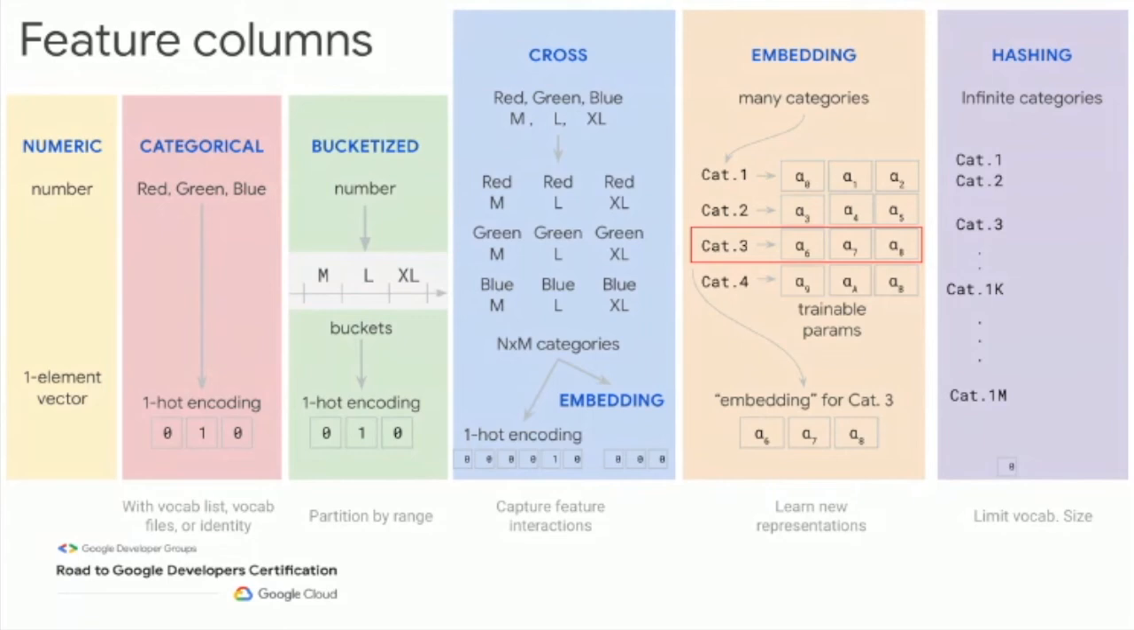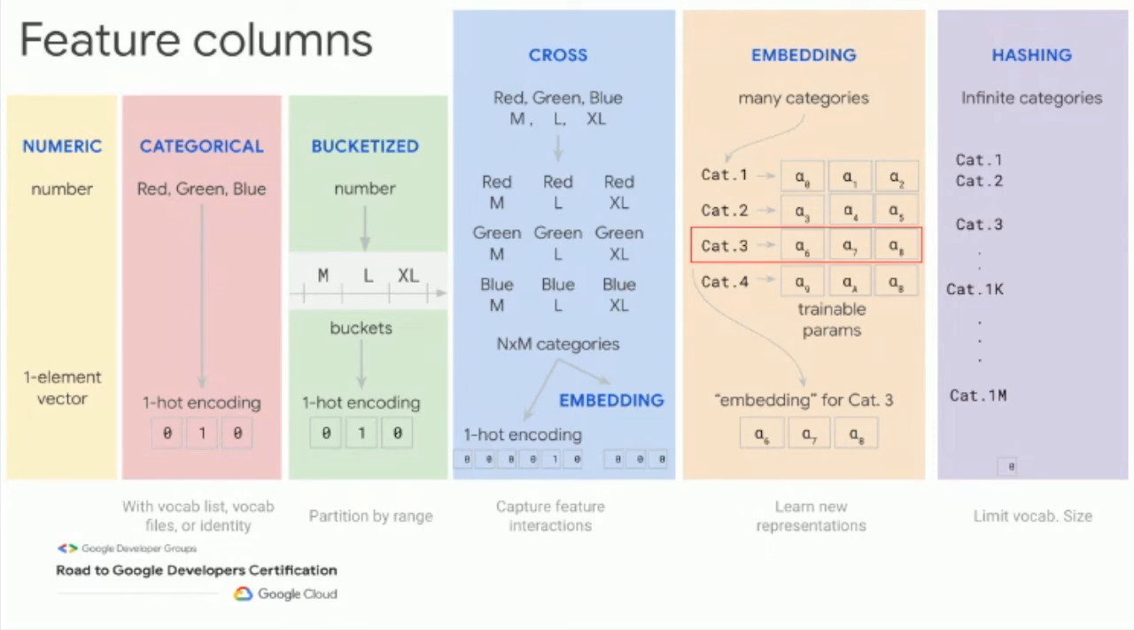We can also place a bucket size. So we have a number, and then we do the conversion to certain tags, and then we put it into the buckets. Then we have the cross one. So let's say we have different categories. We have red, green, and blue, and then for the size we have M, L, and XL. So what it's going to do is cross them all to have all of the different combinations. So for example, red M, red L, red XL, and so on with the rest of the colors.